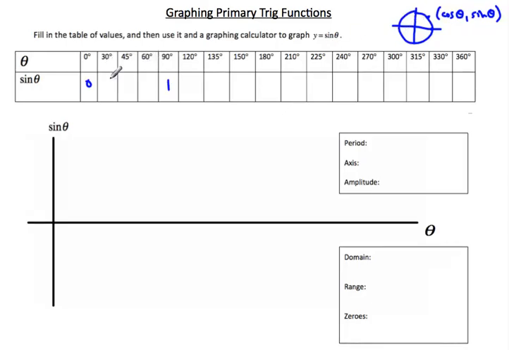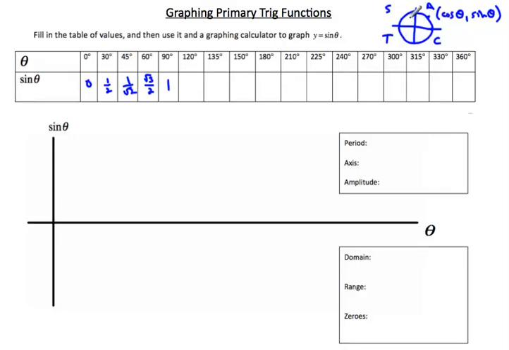In between, we know from our special triangles that sine of 30 is a half, sine of 45 is 1 over root 2, and sine of 60 degrees is root 3 over 2. When we get past 90, we need to start thinking about the cast rule. Remember, the cast rule states that cosine is the only primary trig ratio that's positive in the fourth quadrant. In the first quadrant, they're all positive. In the second quadrant, only sine is positive, and in the third quadrant, only tan is positive.